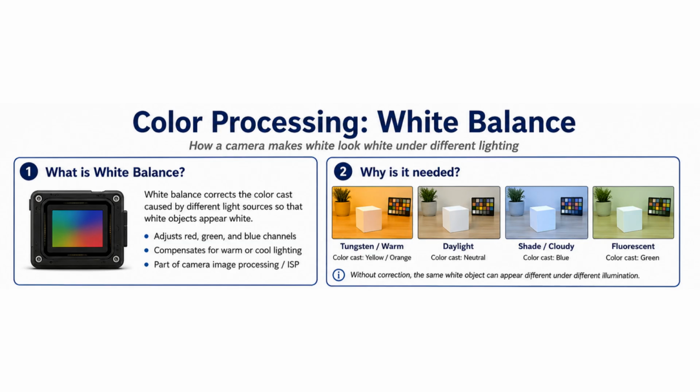Without white balance, a white surface may appear warm, cool, or greenish depending on the light source. So white balance helps the camera compensate for lighting color and maintain a more neutral and realistic image.